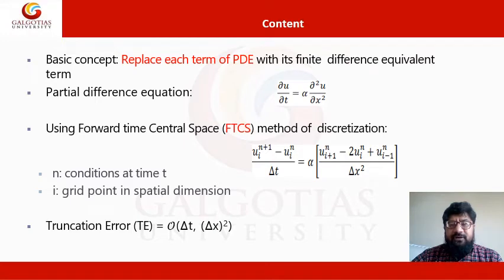Similarly, the second order space derivative's finite difference equivalent can be written like this. And if you expand it to find the truncation order, you will get that in the truncated series, the neglected terms are of order del t and del x2.